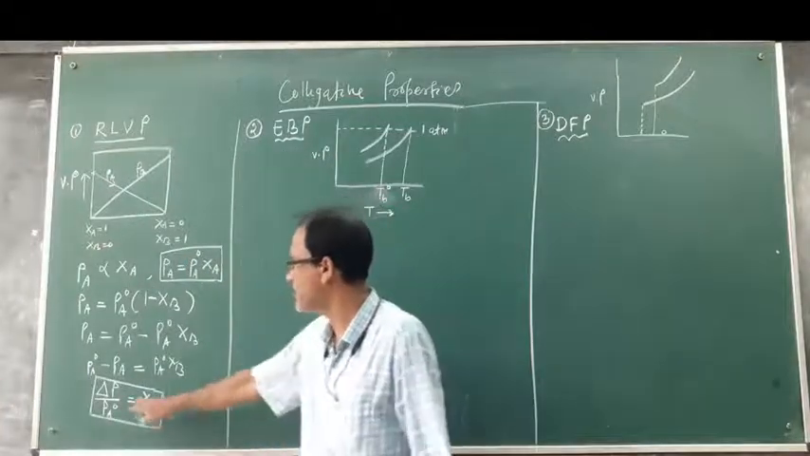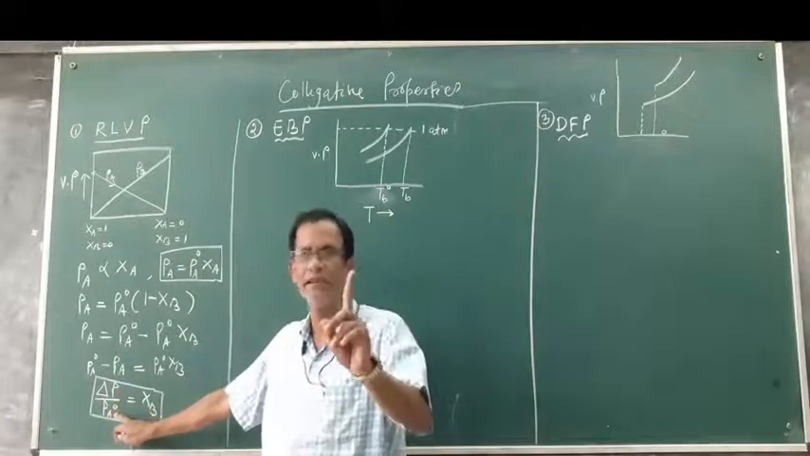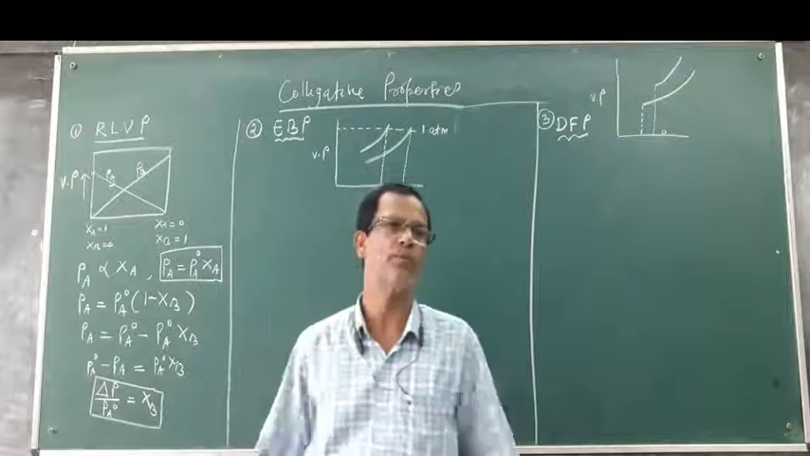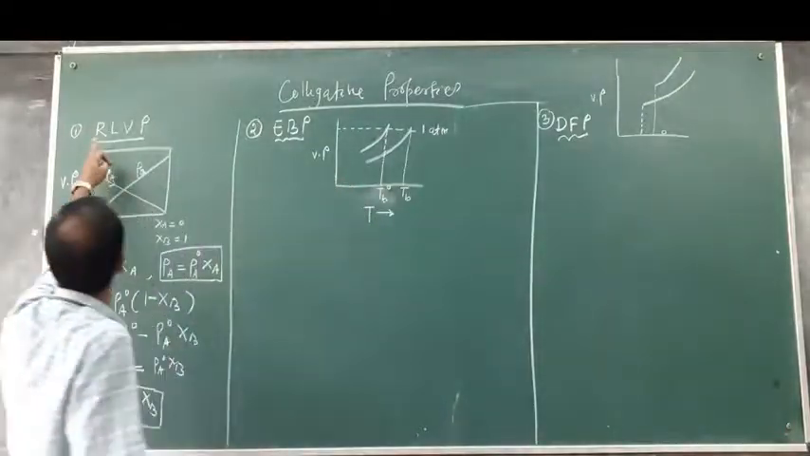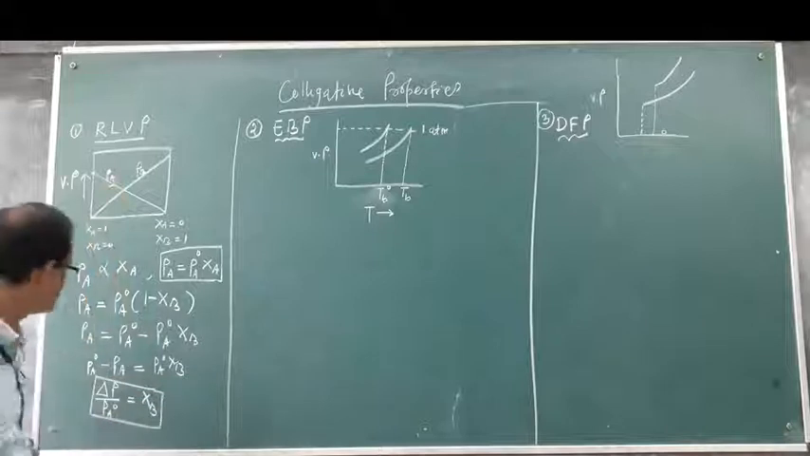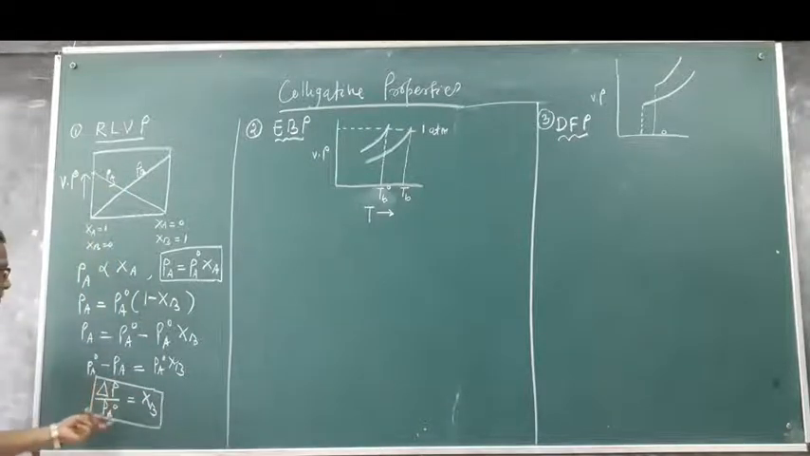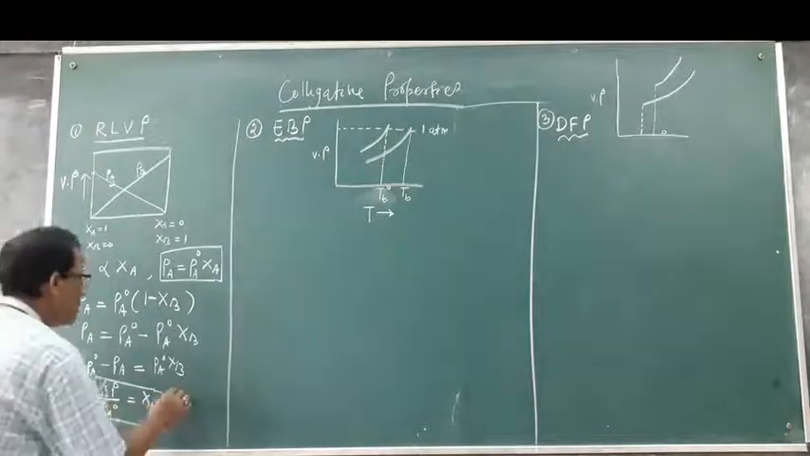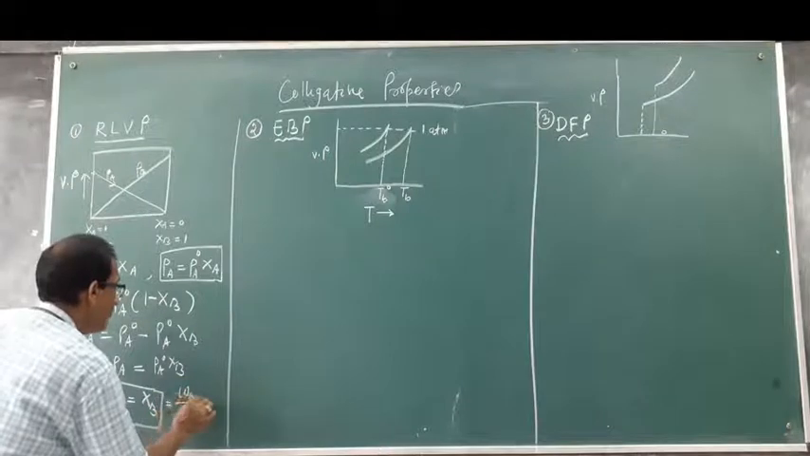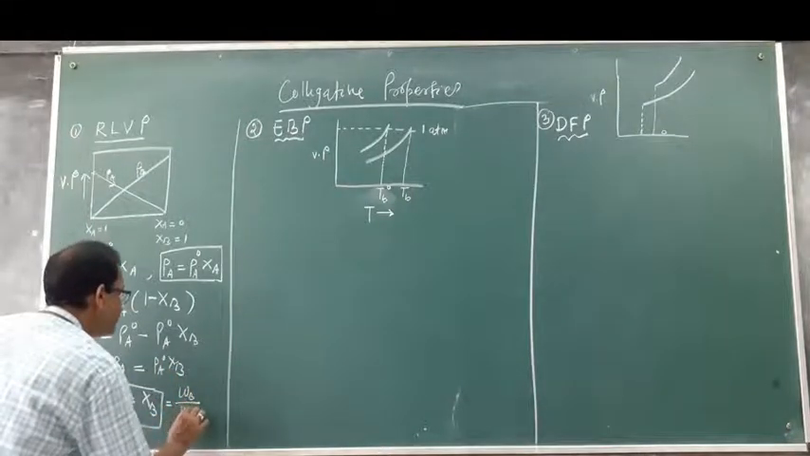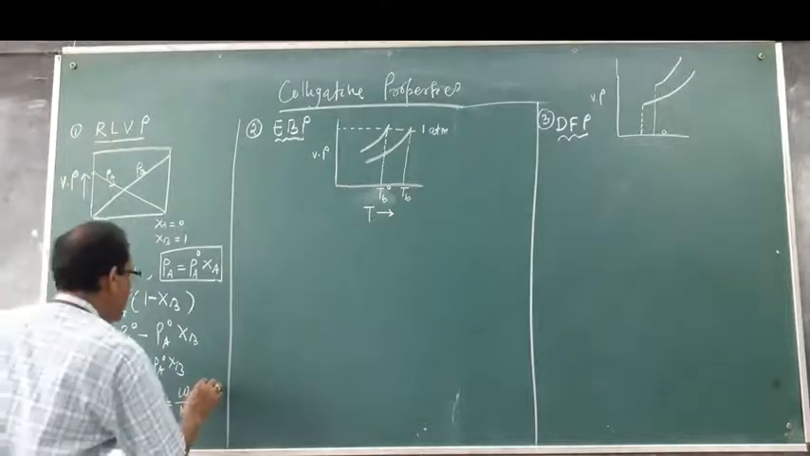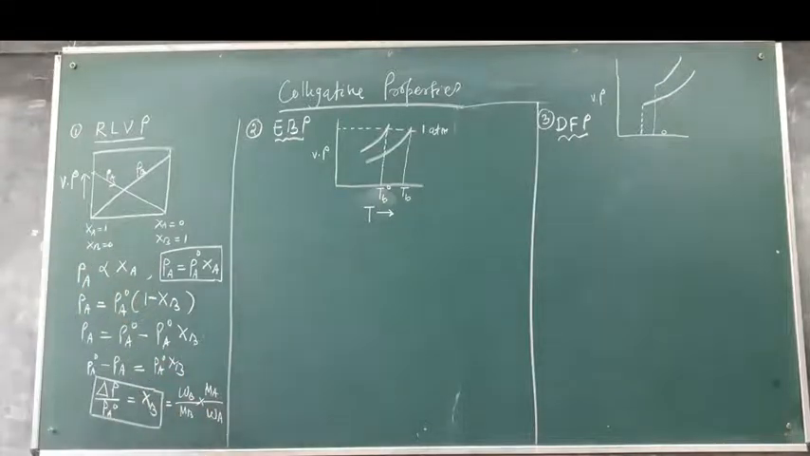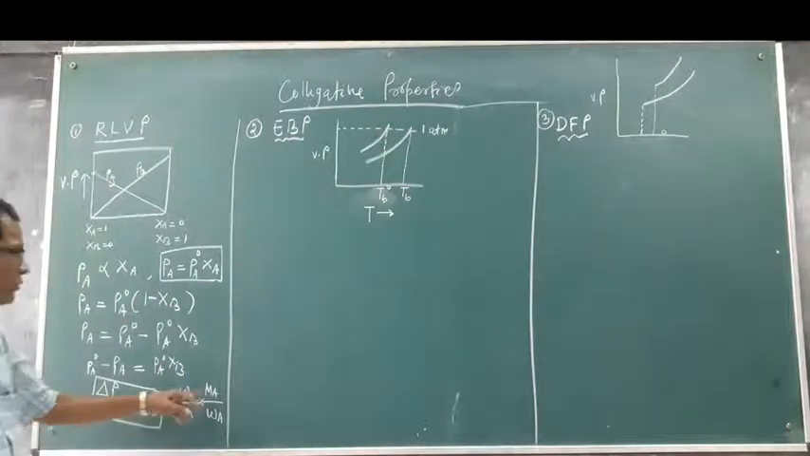This ratio means how much the vapor pressure decreases relative to the initial vapor pressure, the vapor pressure of the pure solvent. That is called relative lowering of vapor pressure. Relative means comparison with respect to the pure solvent. So del P by PA naught is equal to ZB. ZB is equal to WB by MB into MA by WA.